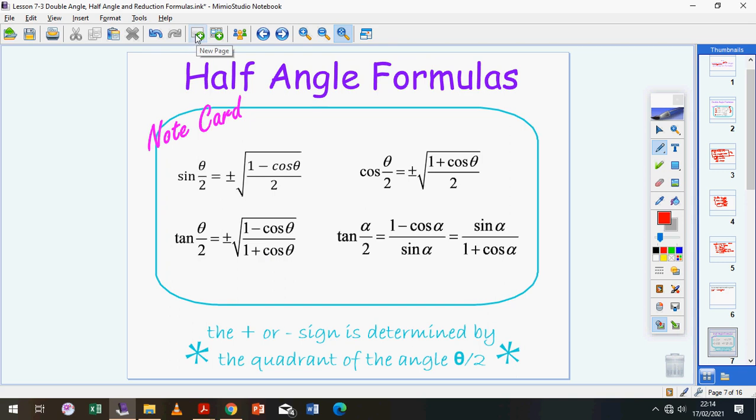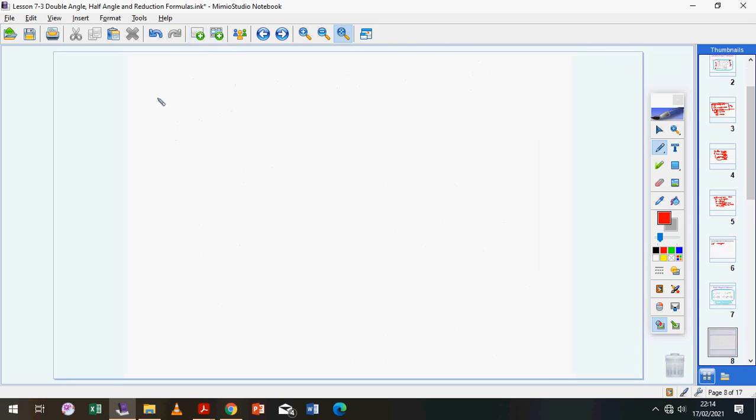Because remember, the one for cosine could be written 3 different ways. One of them was cosine of 2 theta was 2 cosine squared theta minus 1. Another way of writing it was cosine of 2 theta was 1 minus 2 sine squared theta.